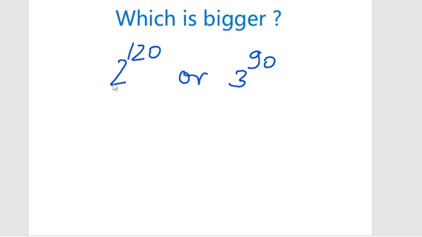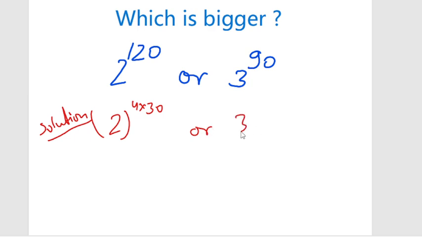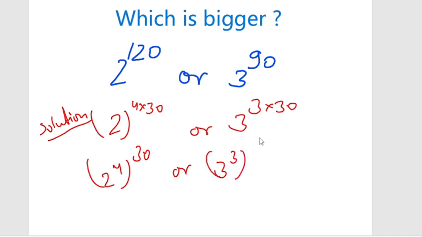Hello aspirants, which is bigger, 2 power 120 or 3 power 90? You can see here its explanation. If I consider the solution, 2 power 4 into 30, or here you can write 3 power 3 into 30. Okay, after then you can go through 2 power 4 equal to 16, or here 3 power 3 equal to 27.